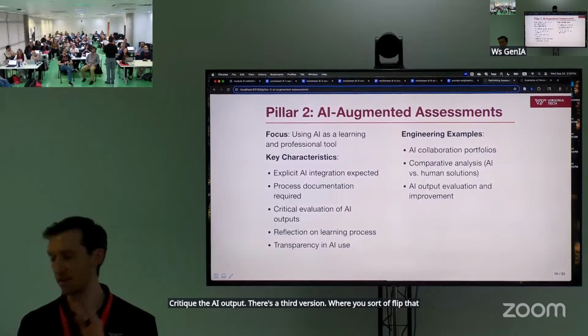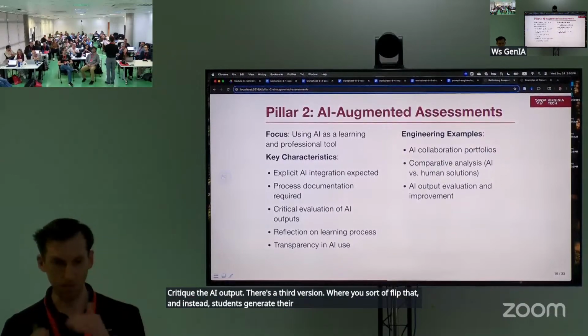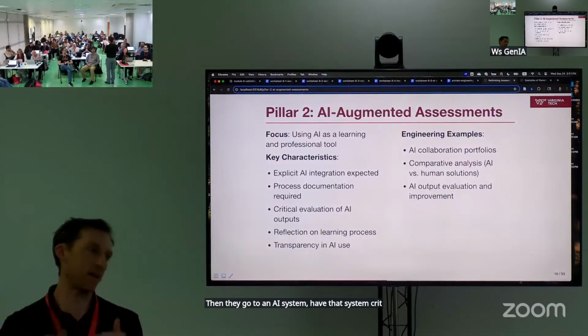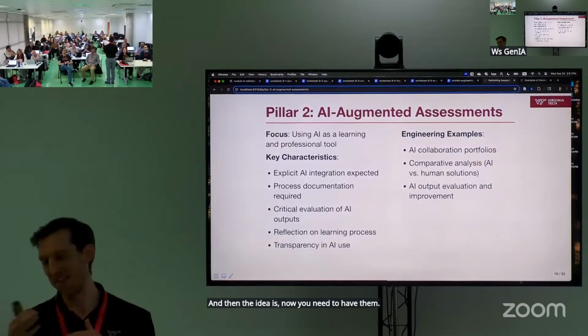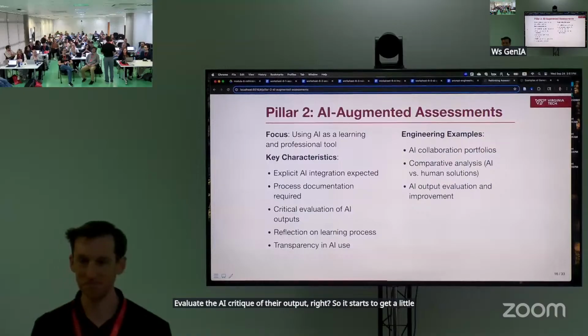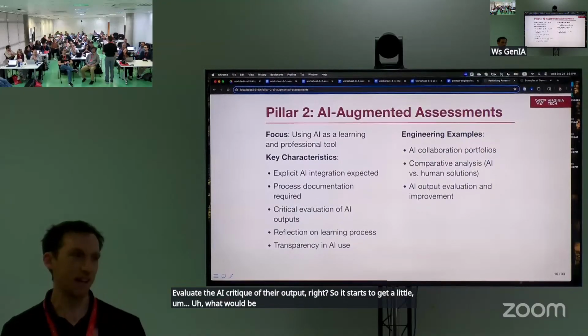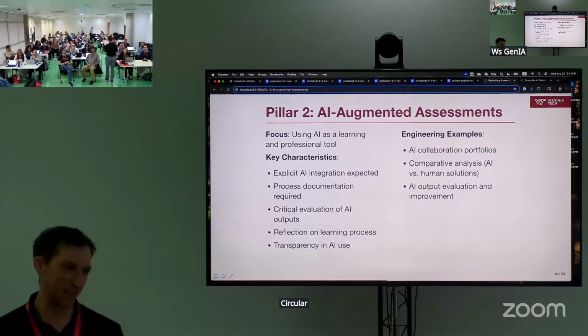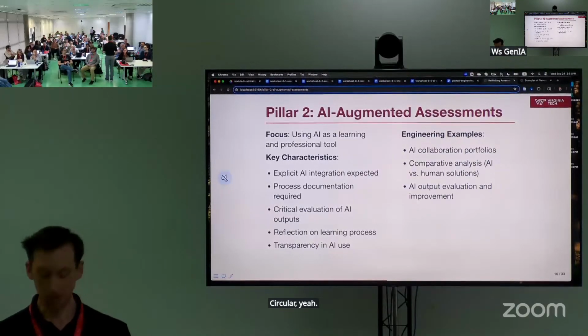And instead, students generate their output. Then they go to an AI system and have that system critique their output. And then the idea is now you need to have them evaluate the AI critique of their output, right? So it starts to get a little, what would be the phrase? Not redundant, but sort of circular, yeah. So there's that version that you can try.